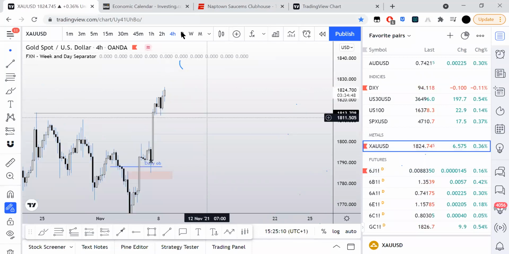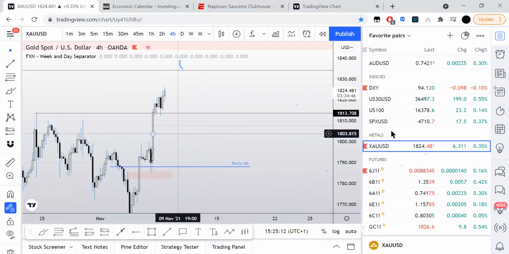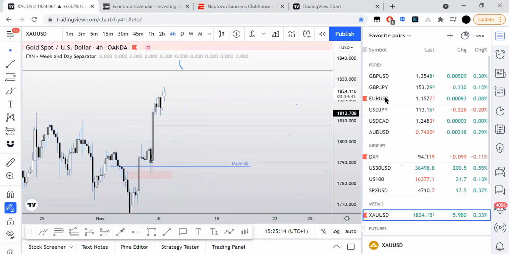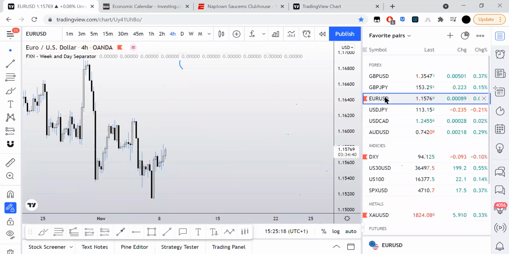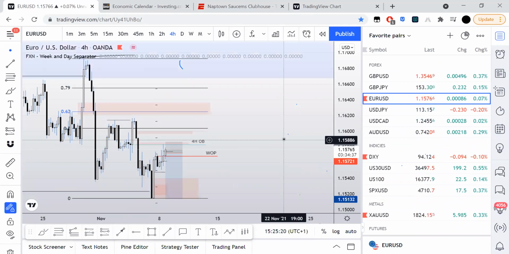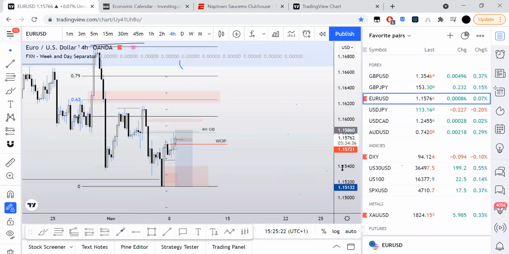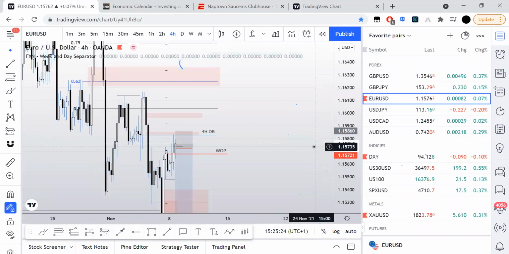Yeah, gold's still going higher. I'm sitting on my hands with gold for right now. Well, I'm sitting on my hands for everything right now, to be honest.